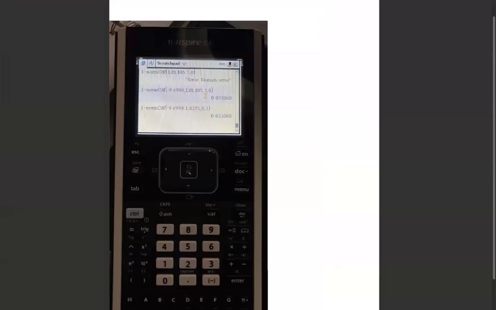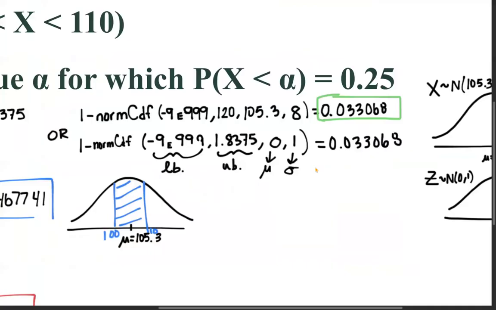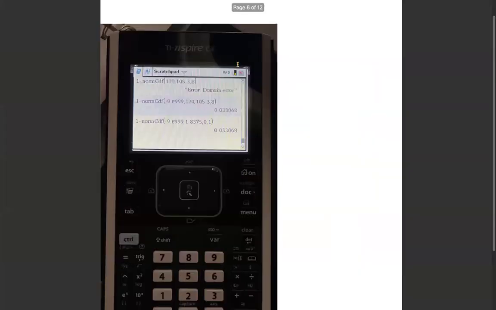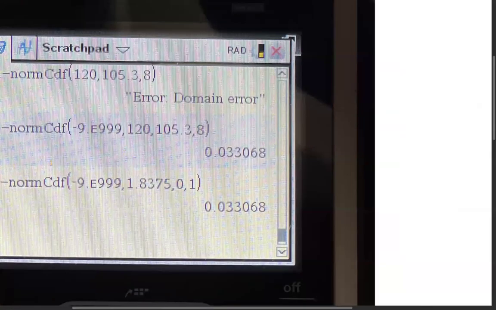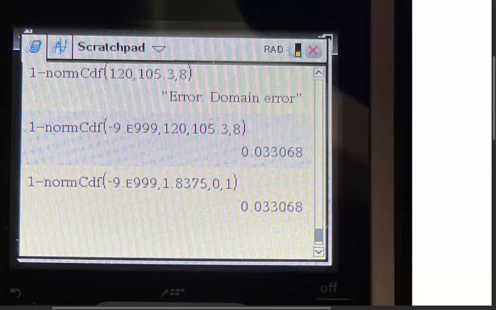you'll see that, let me go back to just show you what I'm doing. So for part A, I'll just show you that these two are equivalent and what it looks like in the calculator for this line up here and then this line down here. So here you put the lower bound, which is like negative infinity or -9E999. And then we have the upper bound, which is 120. And then we have the mean 105.3 and then the standard deviation 8.